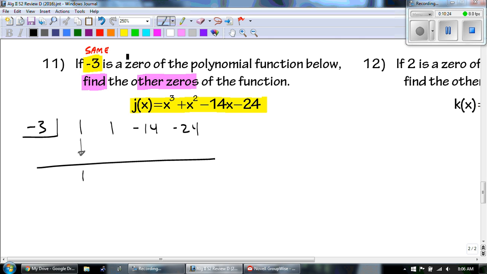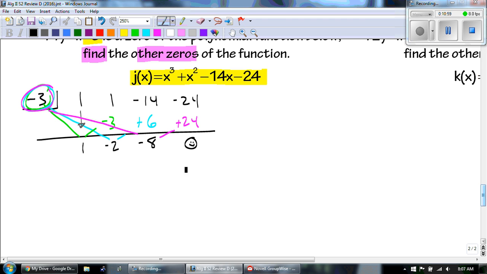The 1 drops right away. And then we do the same thing. So I've got -3 times 1, which is -3. 1 minus 3 is -2. And then we have -3 times -2, which is +6. And that's -14 plus 6, which is a -8. And then we have -3 times -8, which is a +24. And then we get 0.